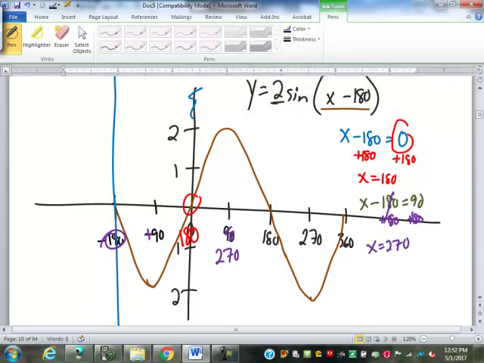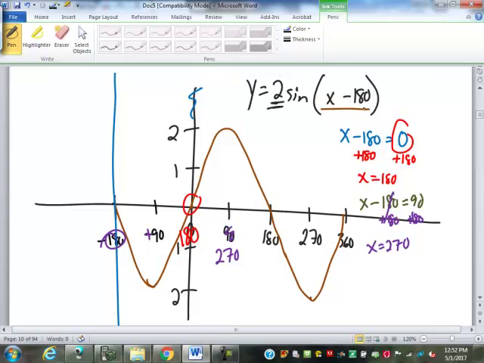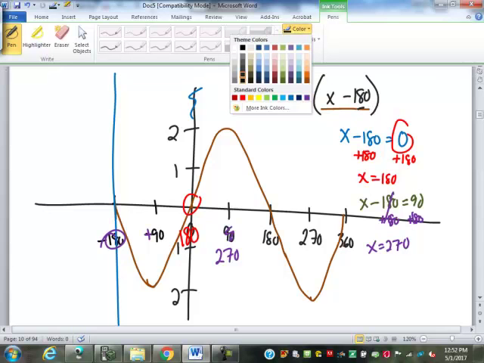So the key to figuring these out is to deal with the phase shift first. Now here I can throw the amplitude in with the phase shift. It doesn't mess anything up. But if I throw a change in the wavelength or frequency in with a phase shift, it gets really ugly.